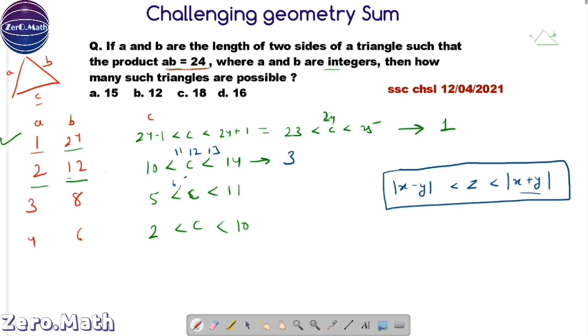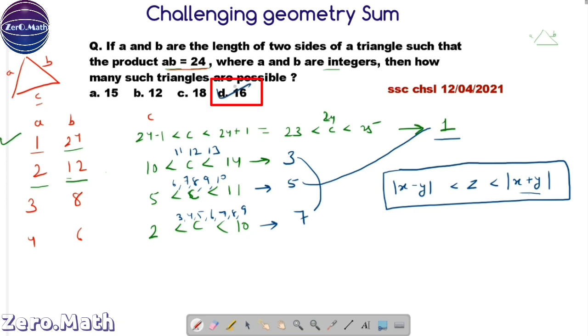Similarly, in the next case, the value of C can be 6, 7, 8, 9 and 10, which are the numbers between 5 and 11. So how many triangles are possible? 1, 2, 3, 4 and 5. In the next case, similarly, 3, 4, 5, 6, 7, 8 and 9. So a total of 7 triangles are possible, and the sum of possible combinations of C's is the answer, that is 7 plus 3 is 10, and 5 plus 1 is 6. So 10 plus 6 is equal to 16, which is our answer.